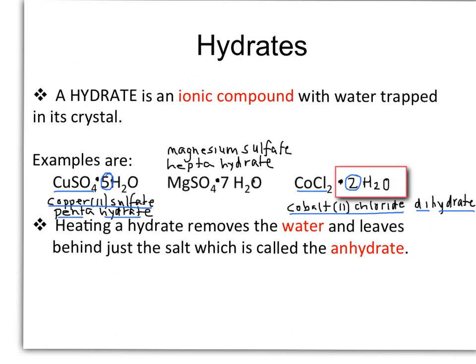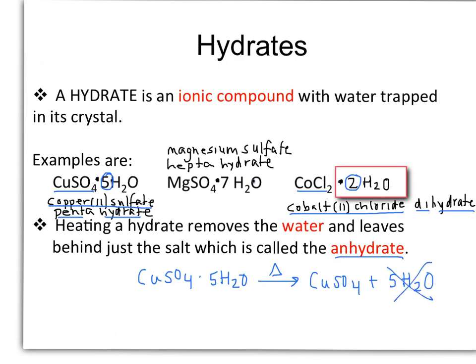Now, if I heat the hydrate, all that really happens is the water is removed, and it leaves behind just that ionic compound, which we call the salt, and that has a name called the anhydrate. So if I took the copper sulfate pentahydrate and I applied heat to that reaction, and we can use a triangle above the arrow to represent that, all that would happen is the water would separate from the copper sulfate crystal, and then, of course, it would evaporate away, leaving behind just the anhydrate.